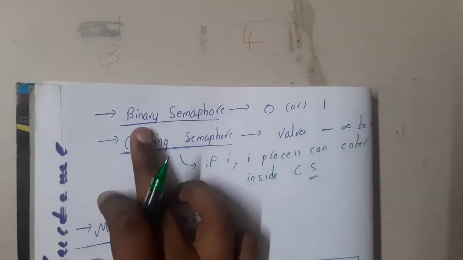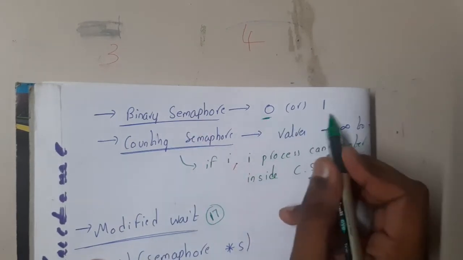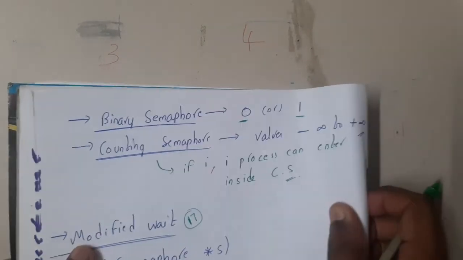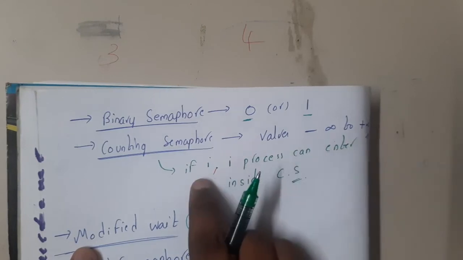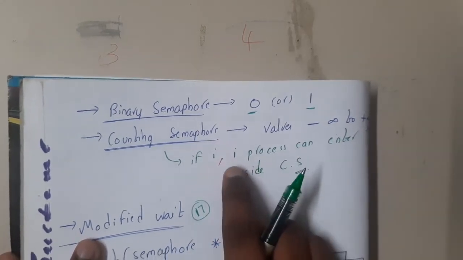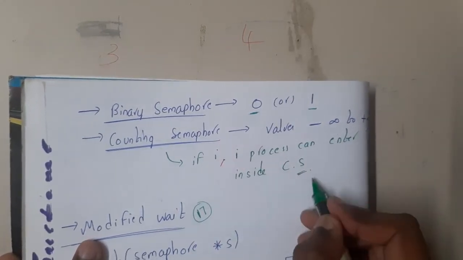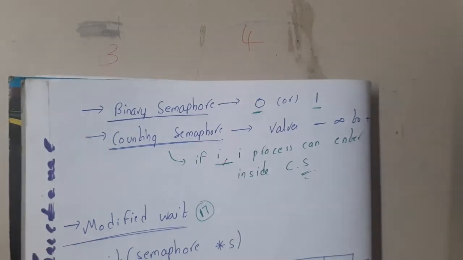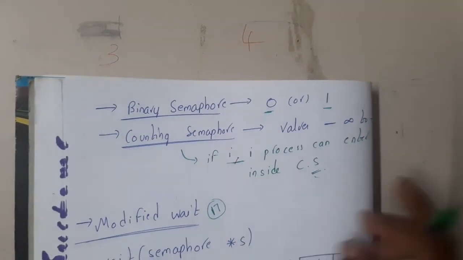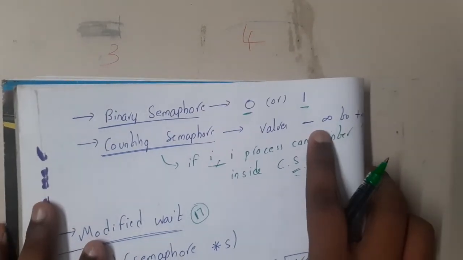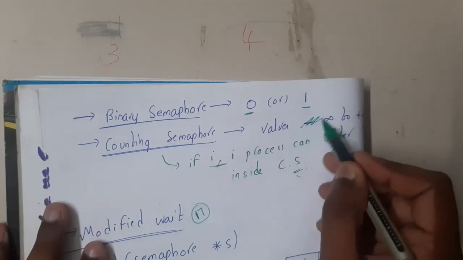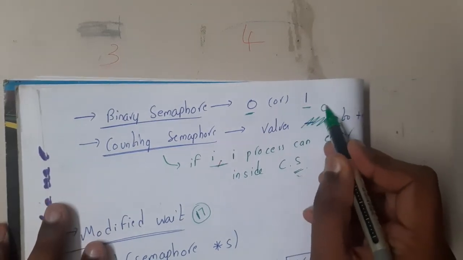Okay, yes. So a binary semaphore, the value will range from 0 or 1, that's it. Whereas a counting semaphore will be minus infinity to infinity if I processes can be inside. One more important thing is that it can never go negative, guys. I'm really sorry for writing it that way, but it can never go negative. It can go at max to 0.